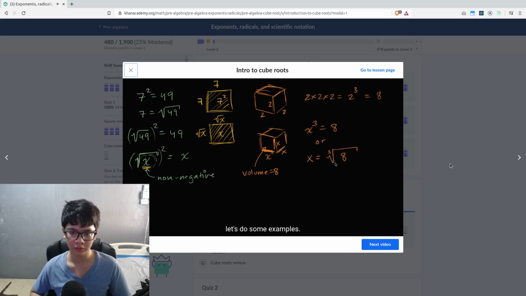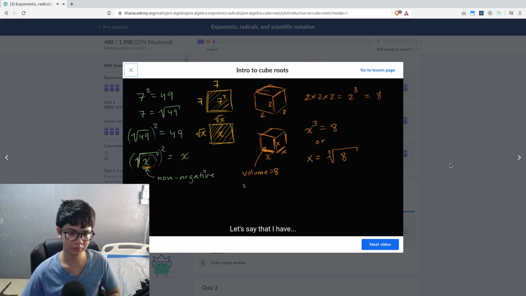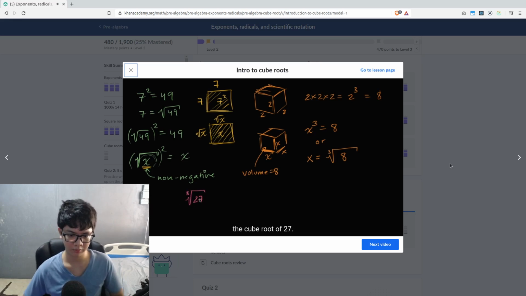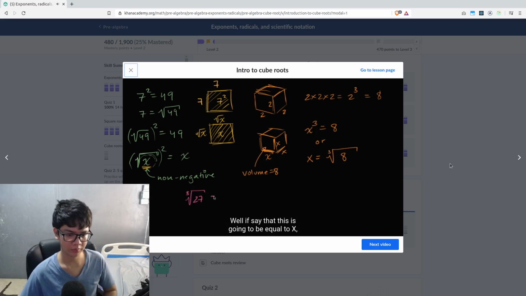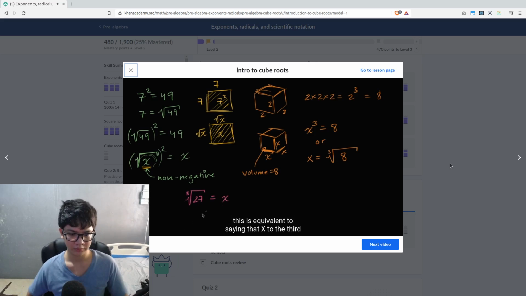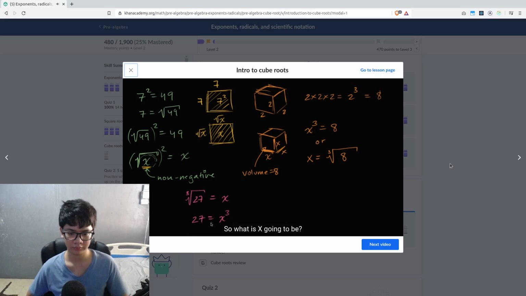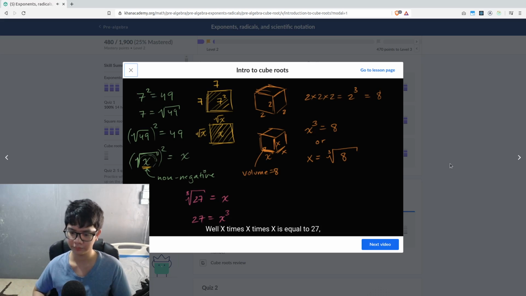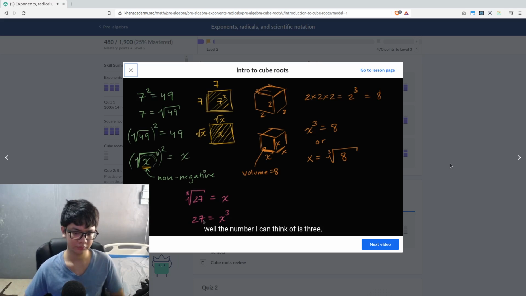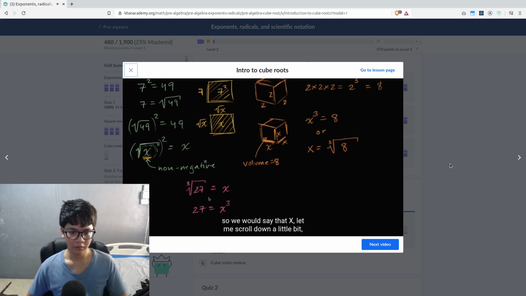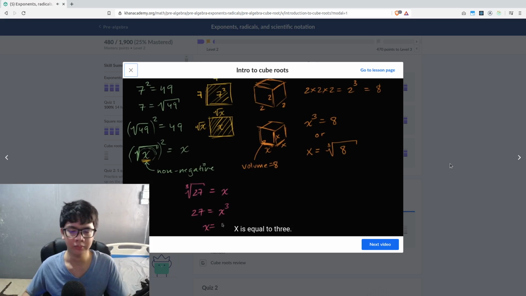So with that out of the way, let's do some examples. Let's say that I want to calculate the cube root of 27. What's that going to be? Well, if I say that this is equal to x, this is equivalent to saying that 27 is equal to x to the third power. So what is x going to be? x times x times x is equal to 27. Well, the number I can think of is 3. So we would say that x is equal to 3.